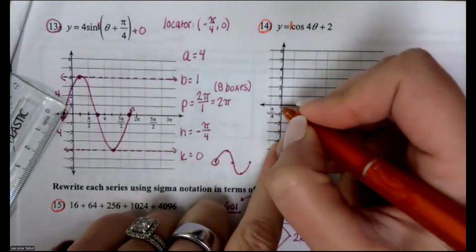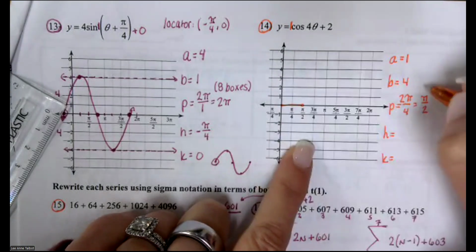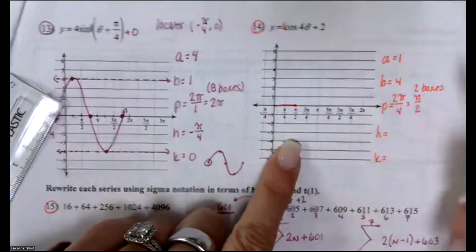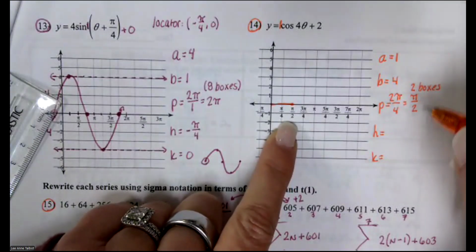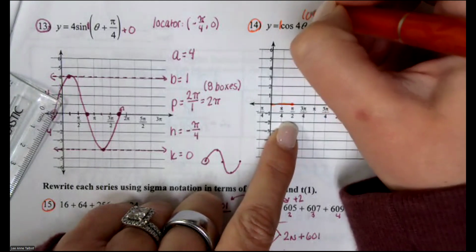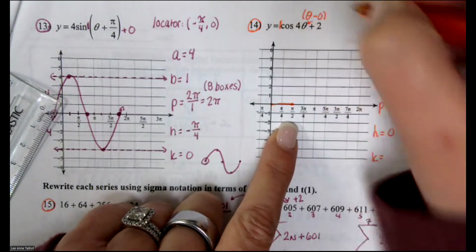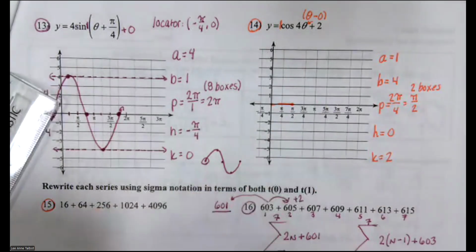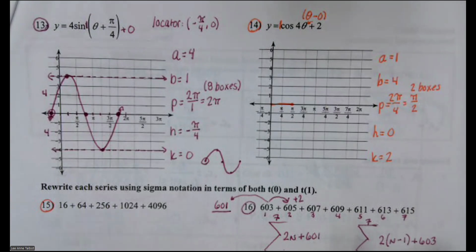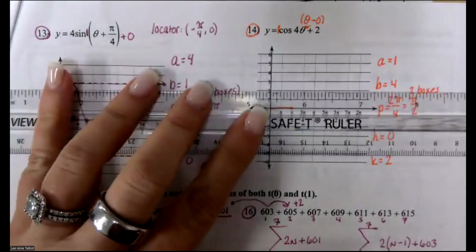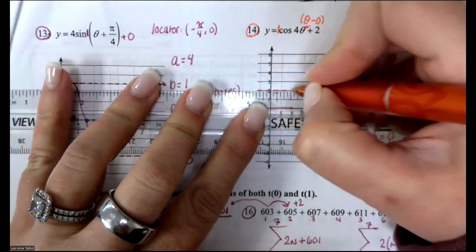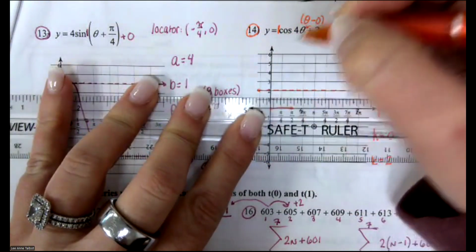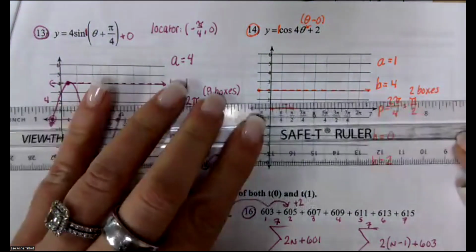Okay, and then let's go back. So pi over 2 is 2 boxes, according to my little ruler I made there. And H is 0 because there is a theta minus 0 there that we just don't write in the parentheses. And then K is 2. All right, starting with K being 2. And then A is 1.